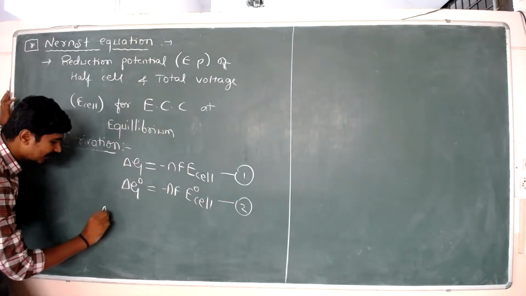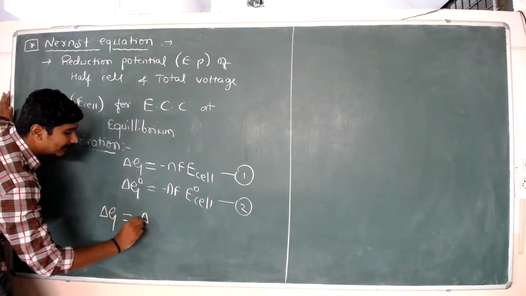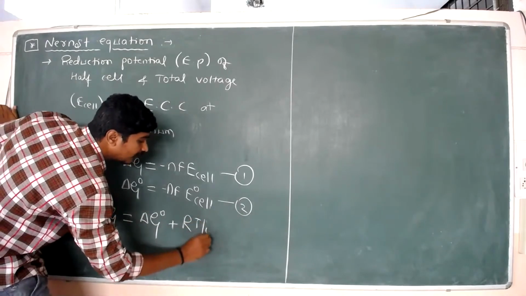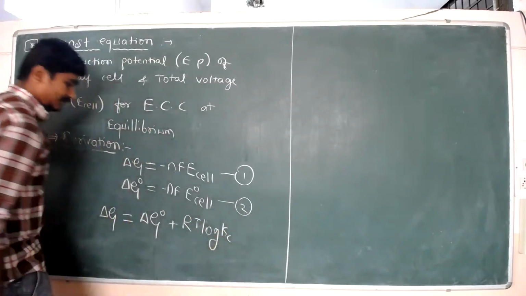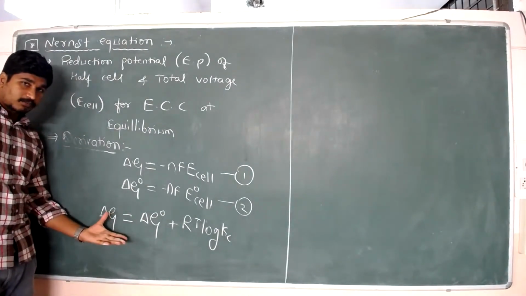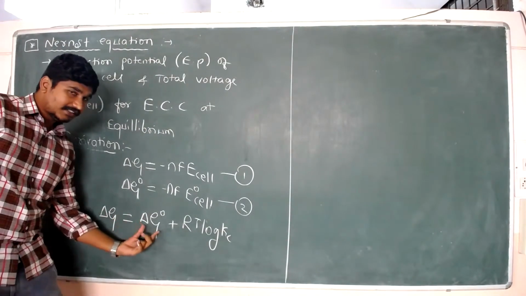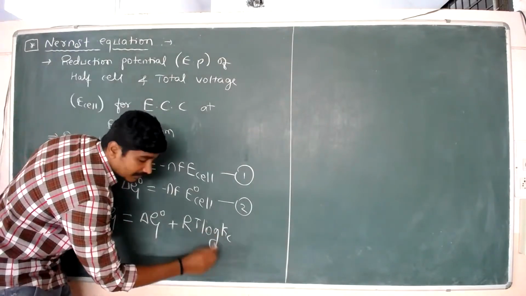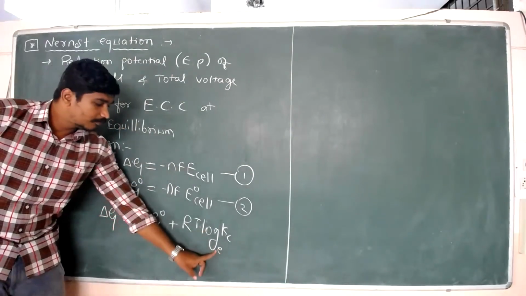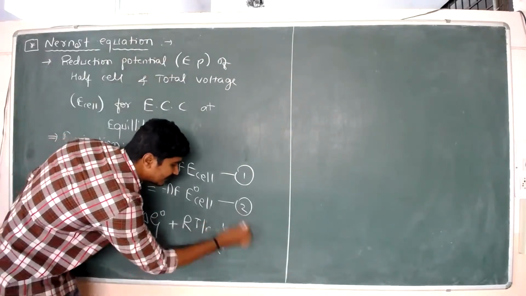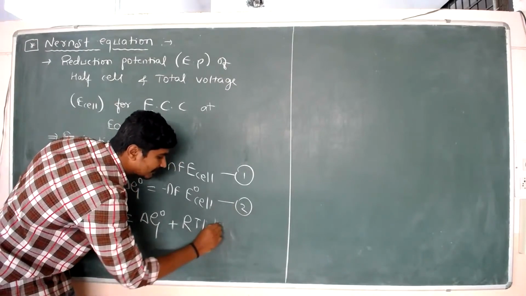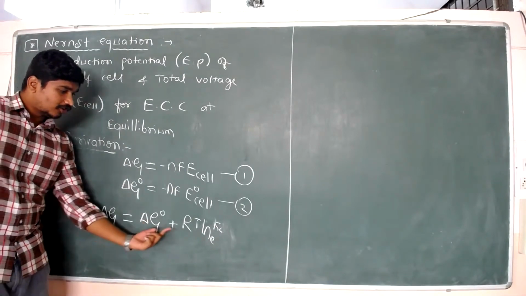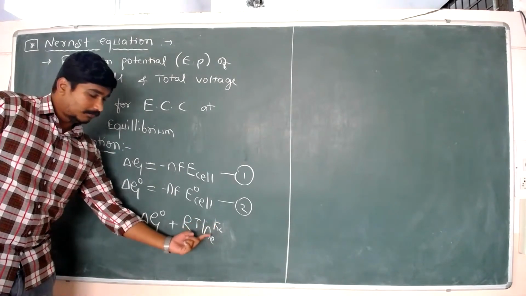From thermodynamics, we have studied one important equation. What is that equation? Delta G is equal to delta G naught plus RT log Kc, where Kc means the equilibrium constant. Here the natural logarithm, log base e, is there, so I can write ln Kc. Delta G is equal to delta G naught plus RT ln Kc.